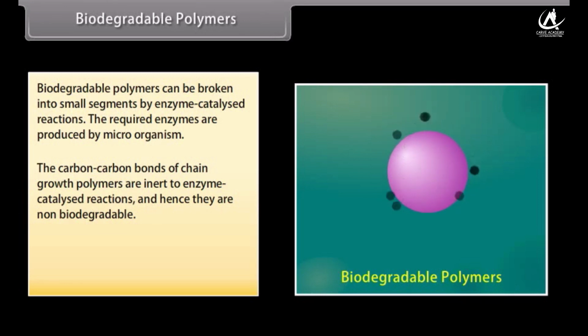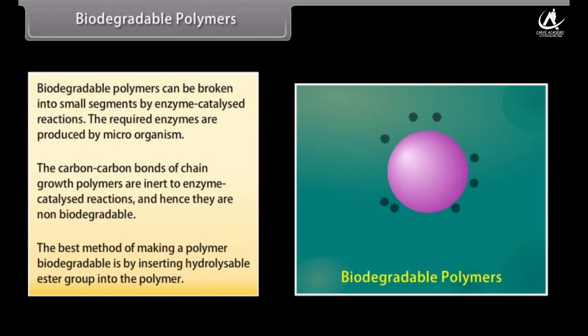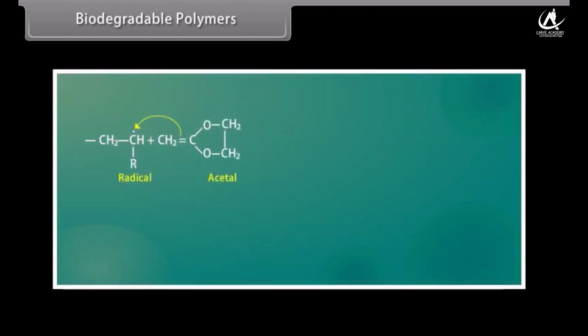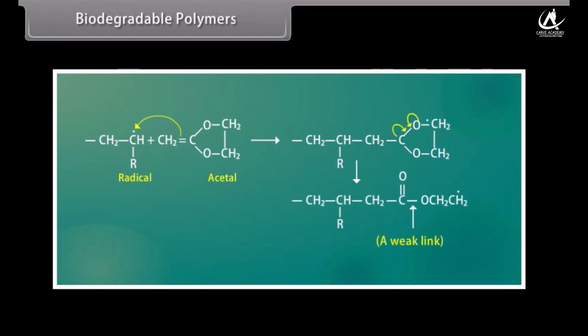To make such polymers biodegradable, we have to insert certain bonds in the chains so that these can be easily broken by the enzymes. The best method of making a polymer biodegradable is by inserting hydrolysable ester groups in the polymer. For example, if acetal is added to an alkene undergoing radical polymerization, ester groups will be inserted into the polymer. The weak links in the polymer are susceptible to enzyme-catalyzed hydrolysis.